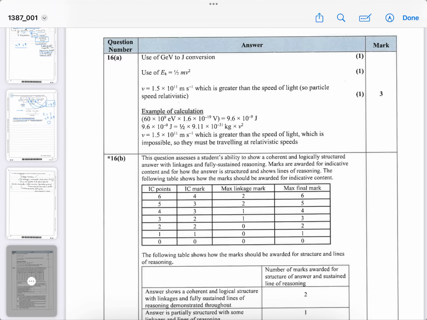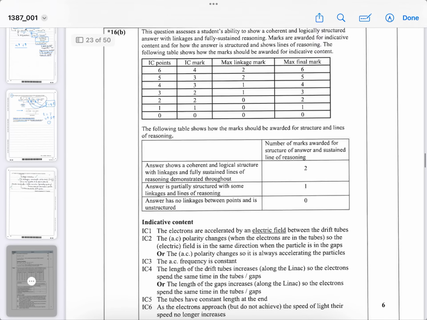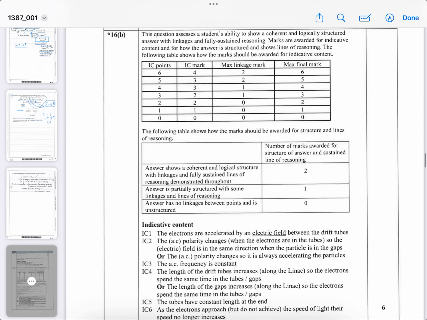And how we work out the velocity. So that's the first part. And then part B, it explains how you get the marks. And it says the question assesses the student's ability to show a coherent and logically structured answer with the linkages and fully sustained reasoning. So I explained my reasoning orally.